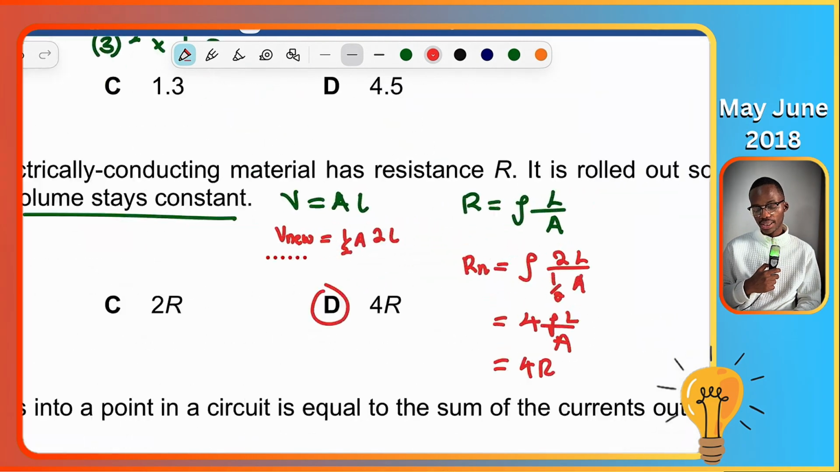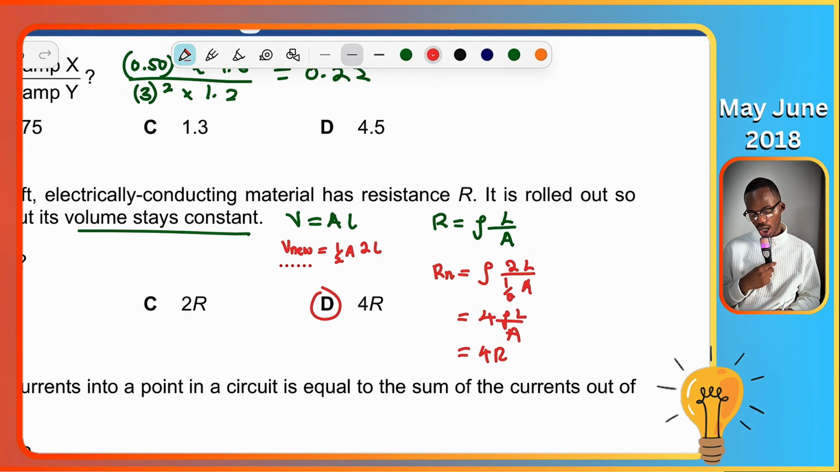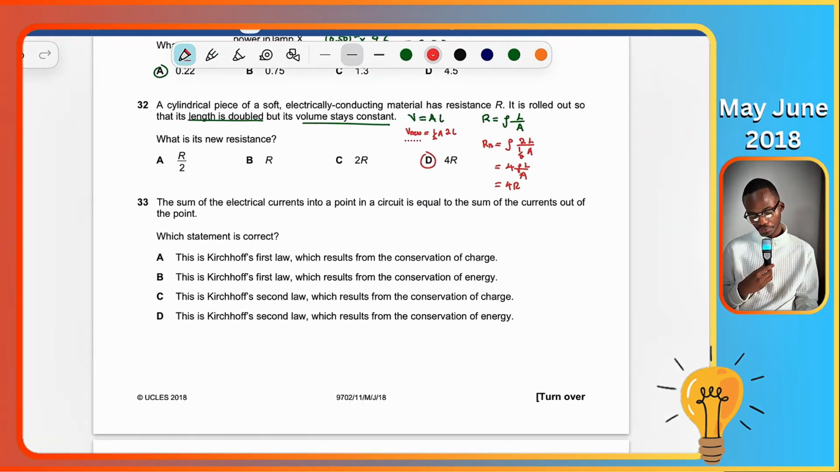So effectively, you're looking at this and you're saying, for the volume to remain constant, if I double the length, I have to halve my area. And then you say, okay, so if I double the length and I halve the area, the half flips, becomes a 2. So you're going to have 4 times the original resistance that you started with.